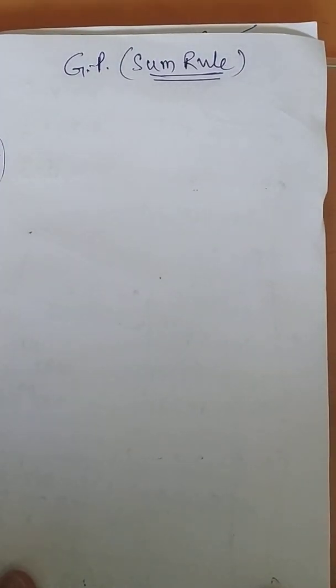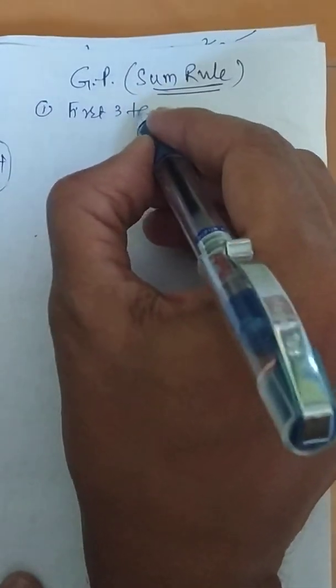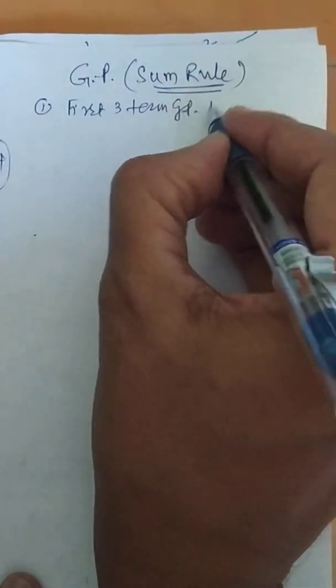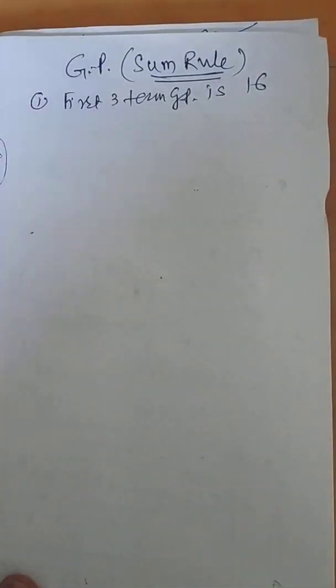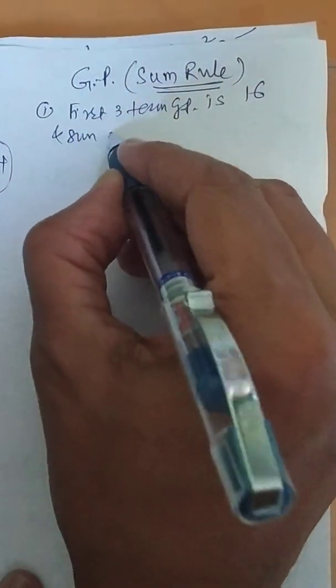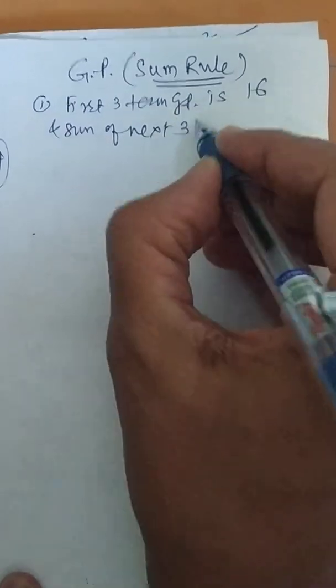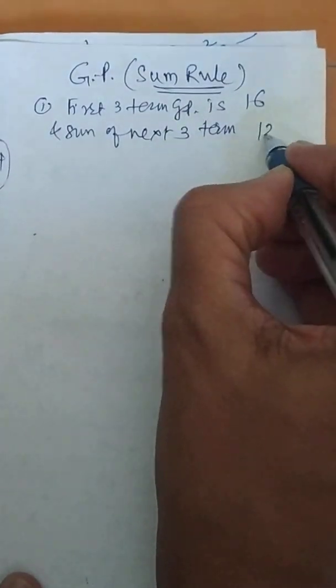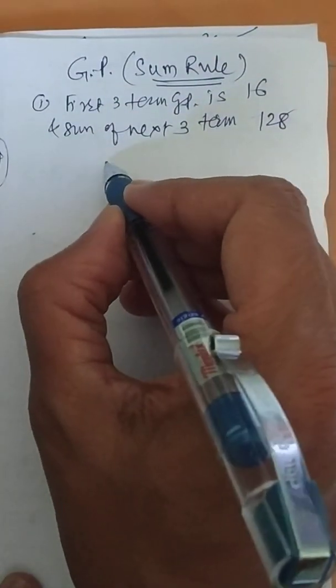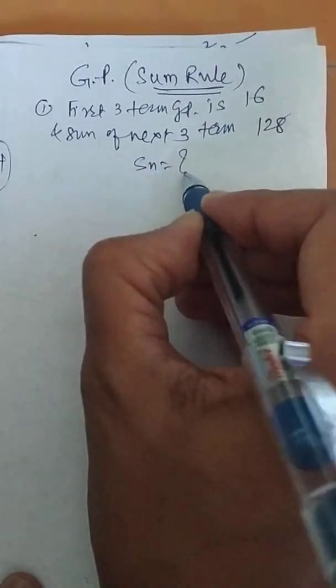So we will be talking about questions related to geometric progression, but based on some rule. Let us take up the first question. The sum of the first three terms of a geometric progression is 16, and the sum of the next three terms of the same geometric progression is 128. Then the question may be asked: what will be the Sn for that question?